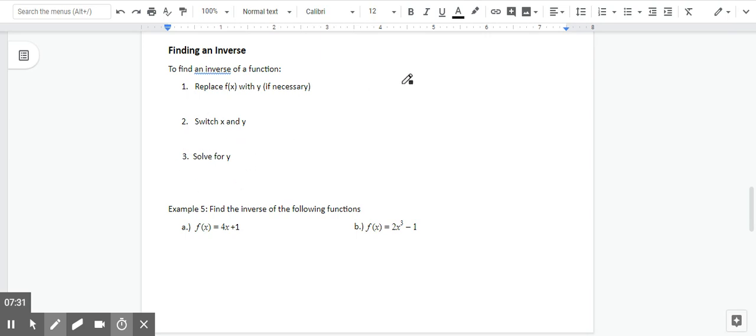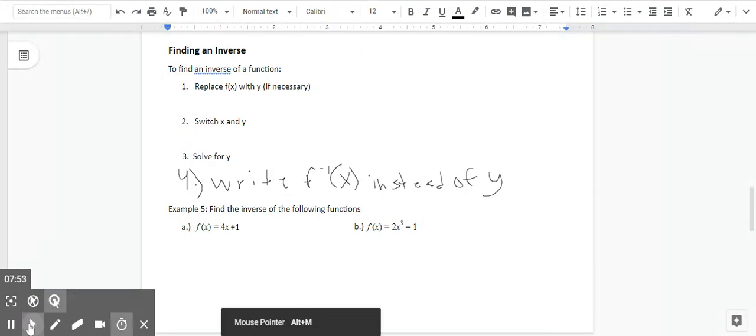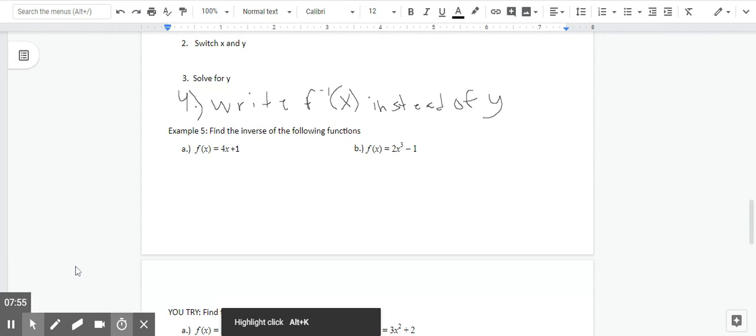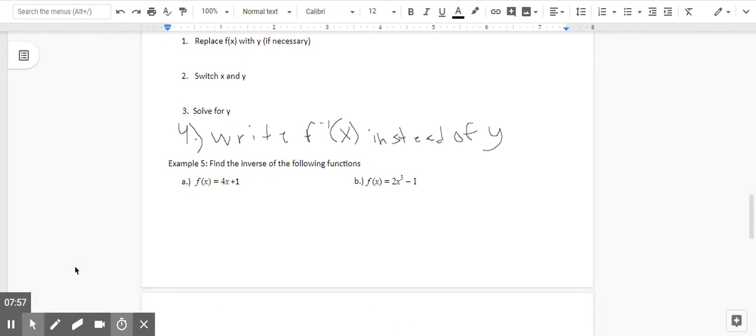Now at the very end, I'm going to tack this on as a 4th step, we're going to write f inverse of x instead of y in our final answer. And I'll show you what I mean by that. You're literally just going to write this instead of y equals in our final equation. So looking at the first example, we're going to go through and do steps 1 through 4.